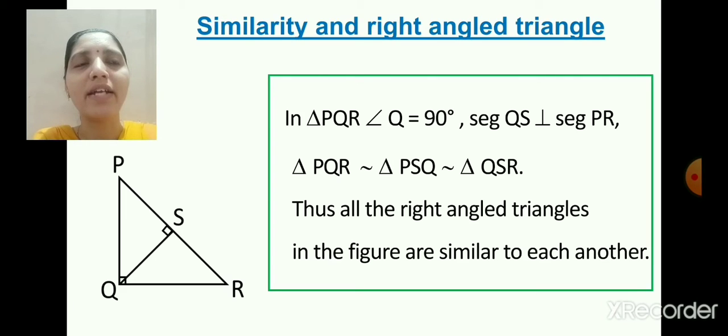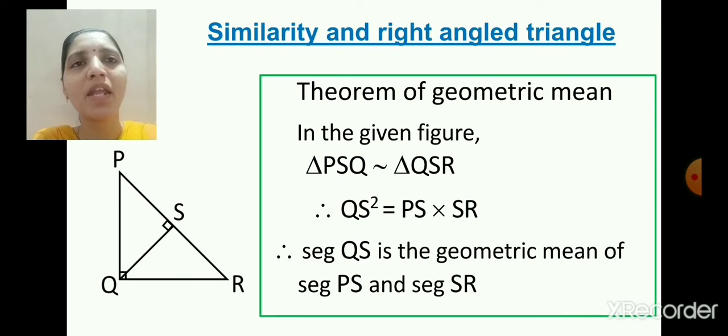Now let's see the theorem of geometric mean. In the given figure, triangle PSQ is similar to triangle QSR. Therefore, QS square is equal to PS into SR. This property is called the geometric mean property. And here what is given? Seg QS is the geometric mean of seg PS and seg SR. Are you getting it? All these formulas you have to remember. Then only you can solve the sums.